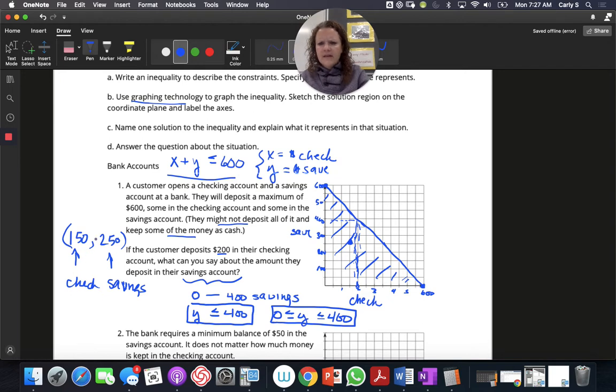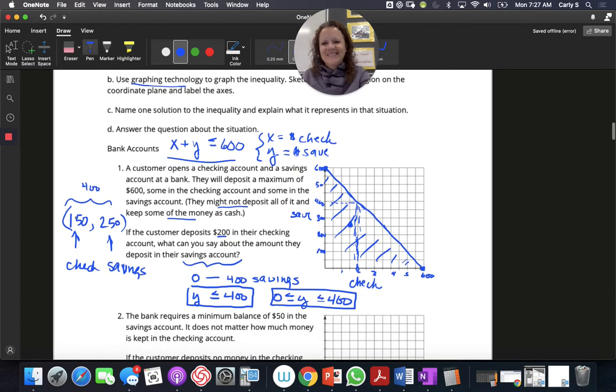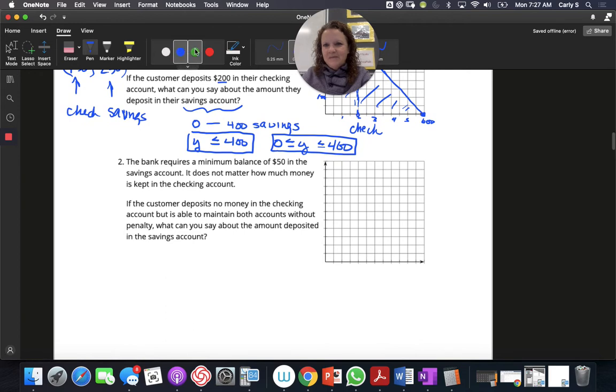It is a possible solution, even though if I added those together, 250, 300, that's only $400. That means they have $200 in their pocket. So that is just $400 in the bank. All right, let's move on.